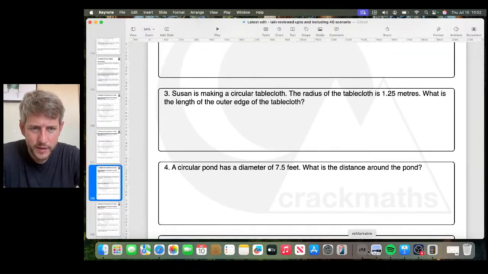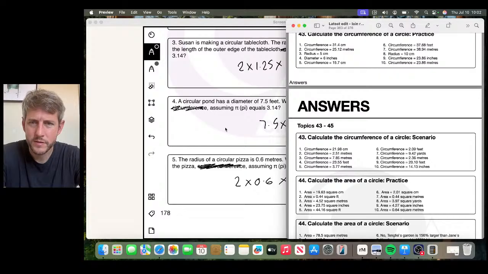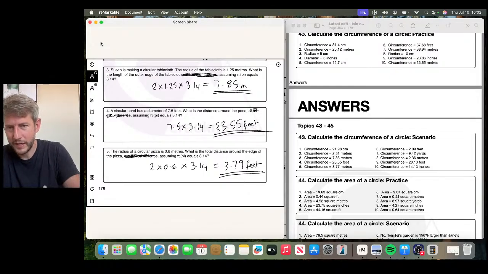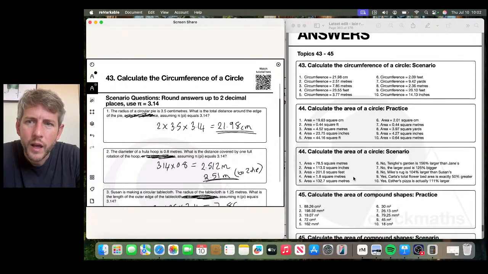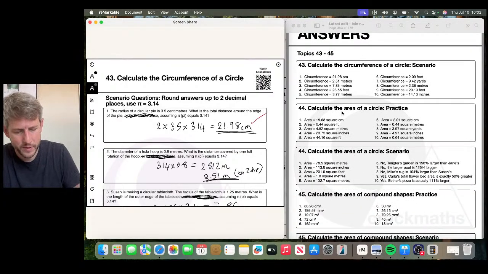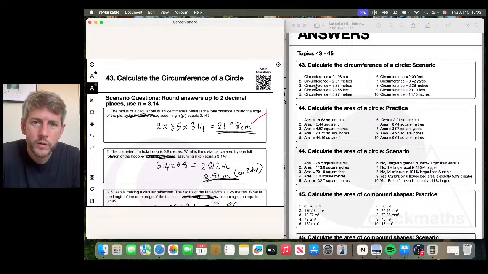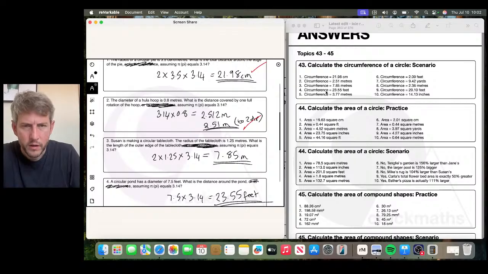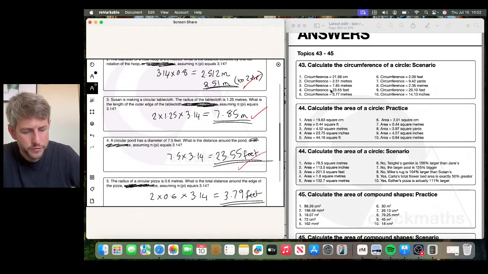Right, now let's get back to here, and then I can go to here, mark this, minimize this. Okay, get out the red pen, and hopefully the answers are correct. Question 1. Yep, that's right. Question 2. Oh no, that's area. Question 2. Yep, 2.51. Question 3. Yep, that's right as well. Question 4, 23.55.